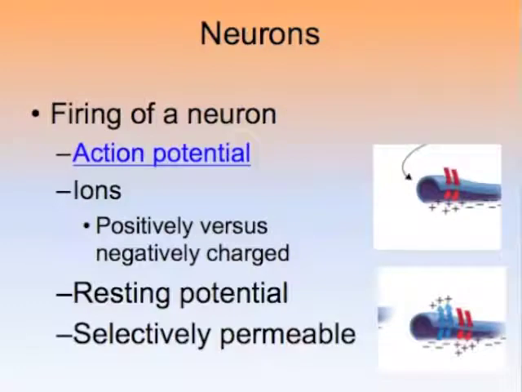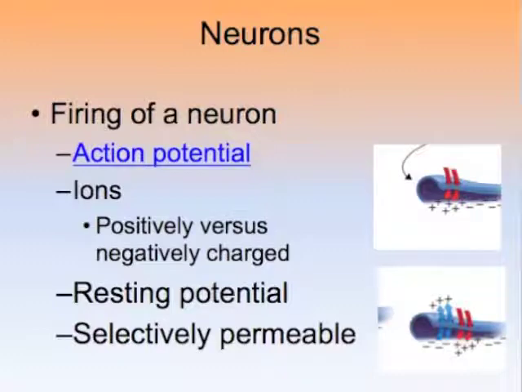Now, how a neuron fires is a process known as the action potential. And the action potential is a brief electrical charge that travels down the axon. Neurons act a lot like batteries. They generate electricity from chemical events, and they do this through the exchange of ions.